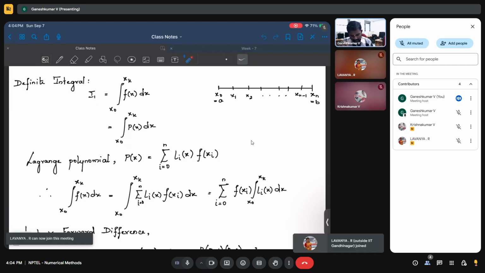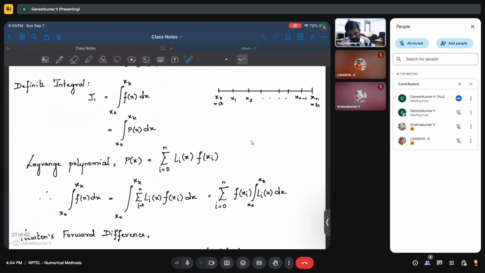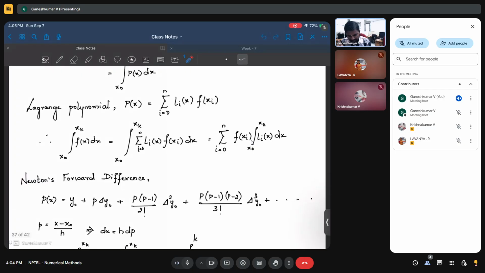One of the polynomials that we saw was the Lagrange polynomial. We also saw Newton's forward difference, Newton's backward difference, and Newton's central difference. Using any of these methods, you can construct a polynomial and substitute. Integrating a polynomial, we all know, is very easy. You can integrate the polynomial and evaluate the integrated polynomial at those limits to find the integral.